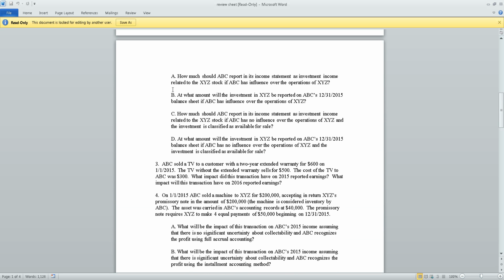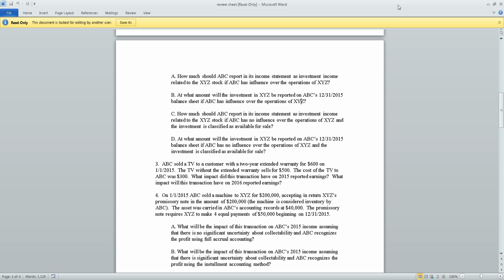And part A and B of the problem ask us to explain the income statement and the balance sheet accounting effects arising from the way that we account for this investment, assuming that in both cases we have influence over the operations of XYZ. The fact that we have influence over the operations of XYZ means that we have to account for this investment under the equity method of accounting.